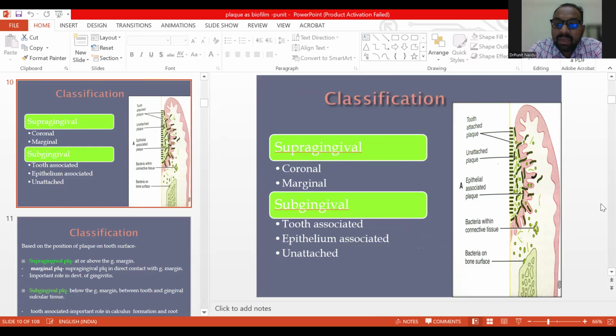Dental plaque can be classified into two types, supragingival and subgingival. Supragingival is further categorized into coronal and marginal, and subgingival is categorized into tooth-associated, epithelium-associated, and unattached.